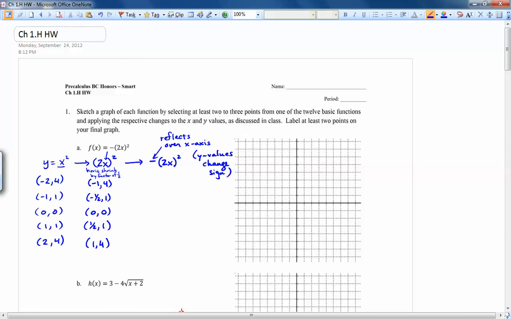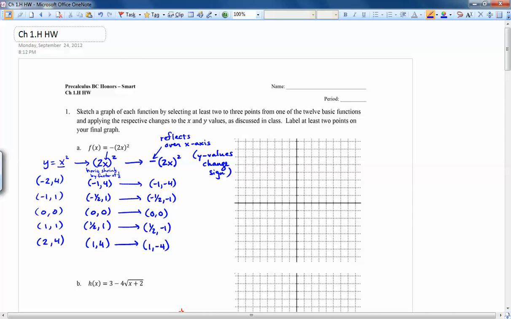So this (-1, 4) is going to turn into (-1, -4). And then this one's going to turn into (-1/2, -1). And this stays at (0, 0). This will turn into (1/2, -1). And this will turn into (1, -4).